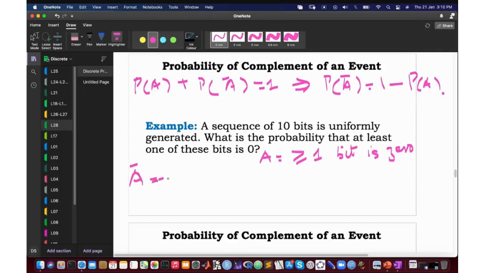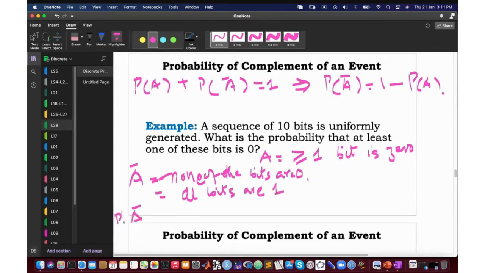No bit is zero. Yeah, so none of the bits are 0. If none of the bits are 0, what does it mean? All bits are 1. So A complement is easy to compute. What's the probability of A complement?